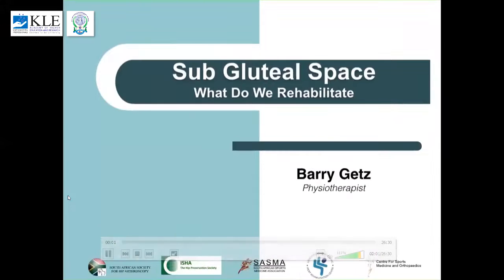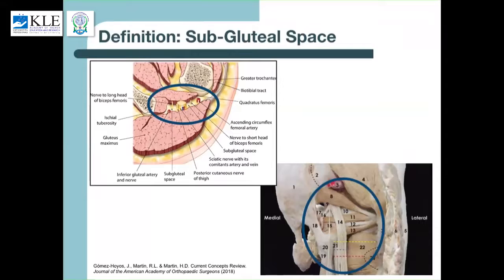Good evening, everyone. I'm Barry Getz, a physiotherapist here at the Center for Sports Medicine and Orthopedics and at the Linksfield Orthopedic and Sports Rehab Center. Let's talk a bit about the subgluteal space and what we can rehabilitate. But before we begin, let's define this area, what we talk about. What is the subgluteal space?